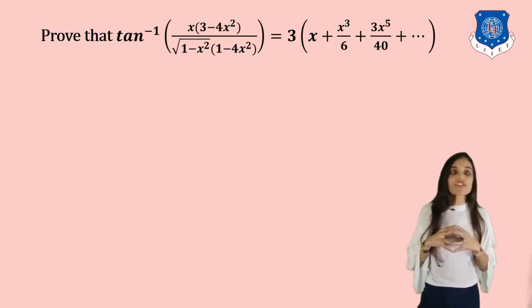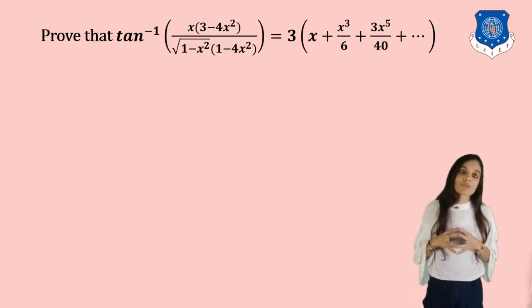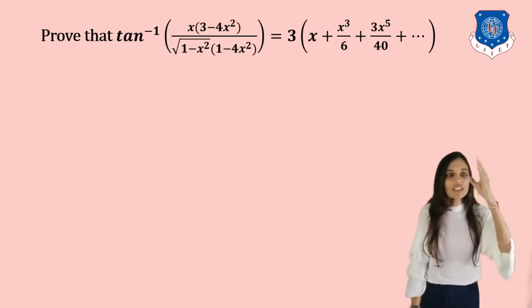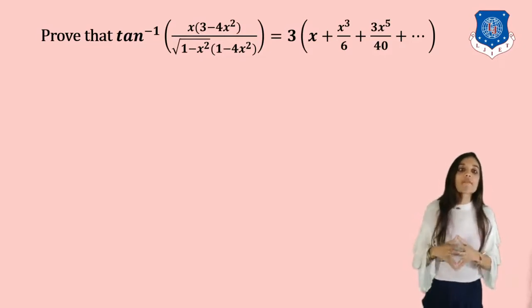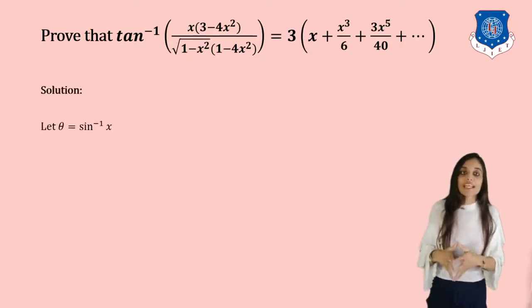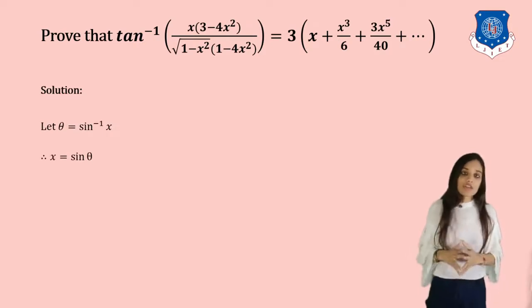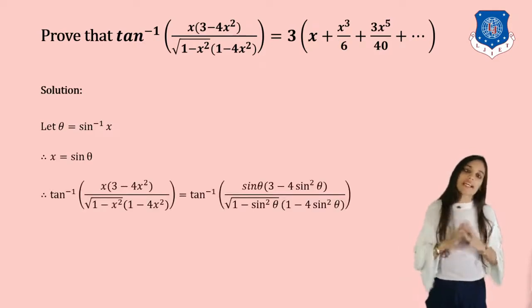Now looking at the question, it is much harder to find the derivatives or find its series expansion. So what we will do is do a minor substitution looking at the RHS of the question. So whenever you see 3 upon 40 in the RHS, always replace theta by sin inverse x. So on replacing theta by sin inverse x, you will get x as sin theta. So now let's begin our solution by replacing x by sin theta.